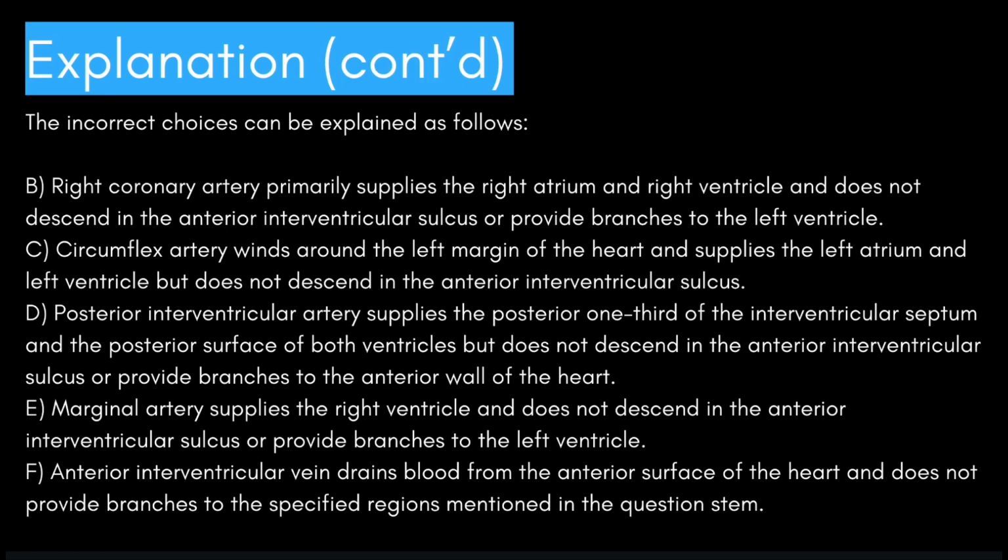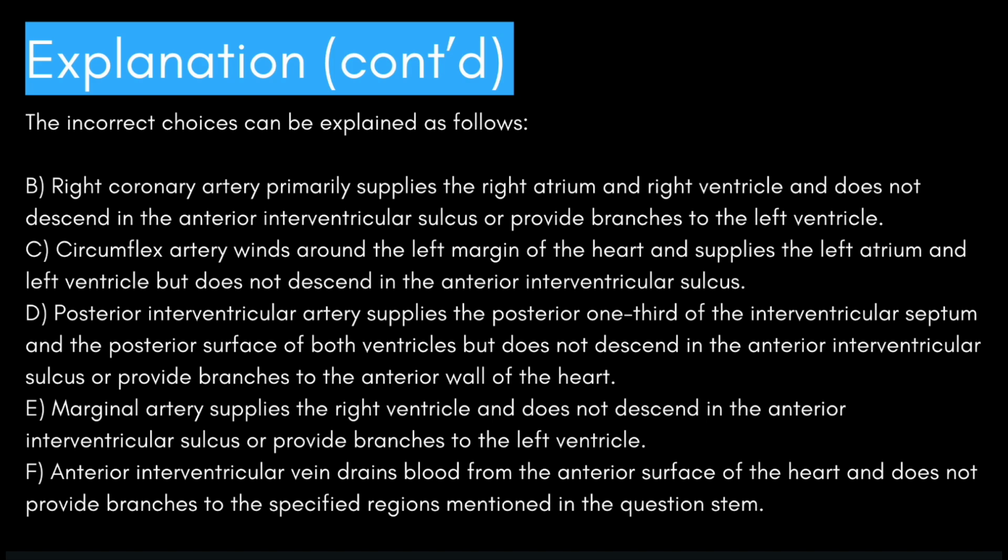Right coronary artery primarily supplies the right atrium and right ventricle and does not descend in the anterior interventricular sulcus or provide branches to the left ventricle. Circumflex artery winds around the left margin of the heart and supplies the left atrium and left ventricle, but does not descend in the anterior interventricular sulcus. Posterior interventricular artery supplies the posterior 1/3 of the interventricular septum and the posterior surface of both ventricles, but does not descend in the anterior interventricular sulcus or provide branches to the anterior wall of the heart.